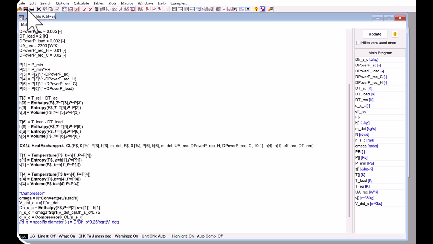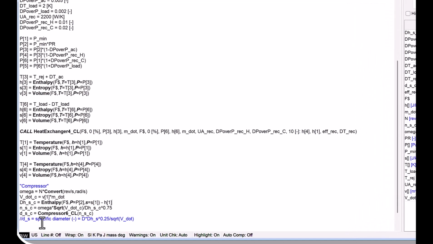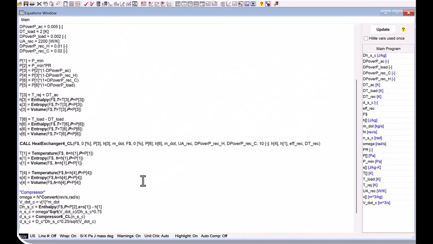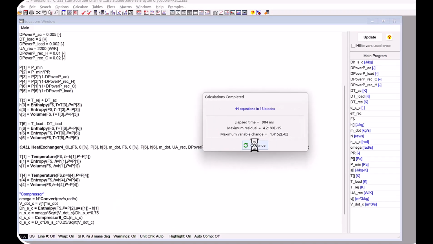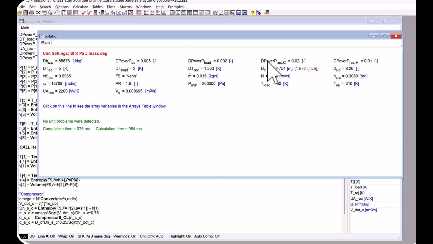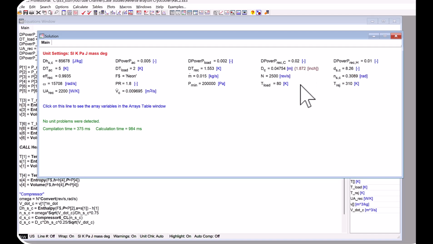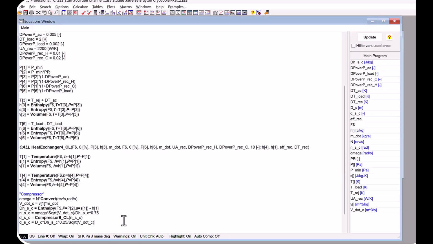And then finally, let's do this. I have to turn this specific diameter into an actual diameter. So I'm going to use this equation for that purpose. So this is specific diameter. Let's see. The diameter of the compressor, the isentropic enthalpy rise, and the volumetric flow rate. And that should calculate the actual diameter. So the actual diameter of the compressor is right here. It's 1.87 inches. And then finally, I can take the specific speed and specific diameter, both of which I know, to get the efficiency.